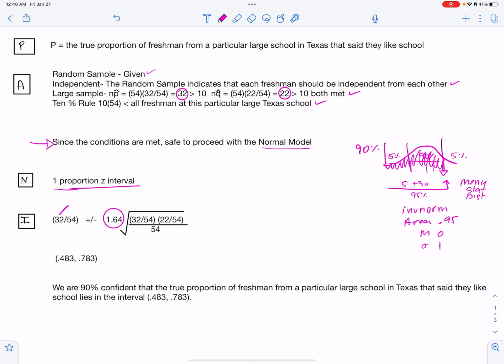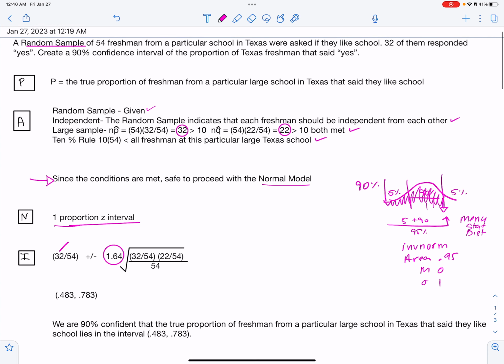The 32, of course, is given here. That's the 32 freshmen that like it. That's my x. 54 is my n. So that's my x and that's my n. P hat is always x over n, which is 32 over 54. If I were to show you what this would have been, that's p hat, that's z star, and this is square root of p hat, q hat over n.